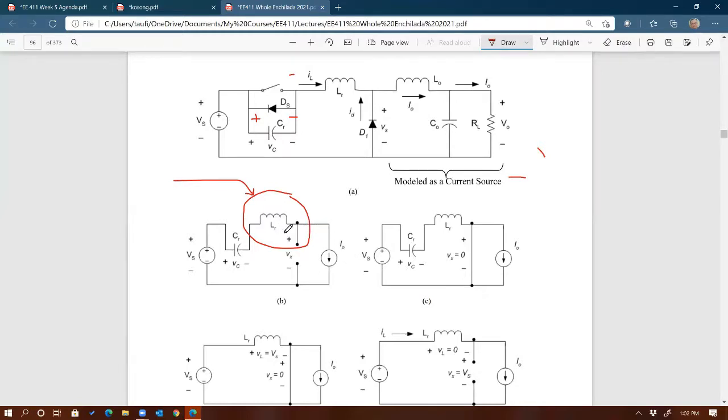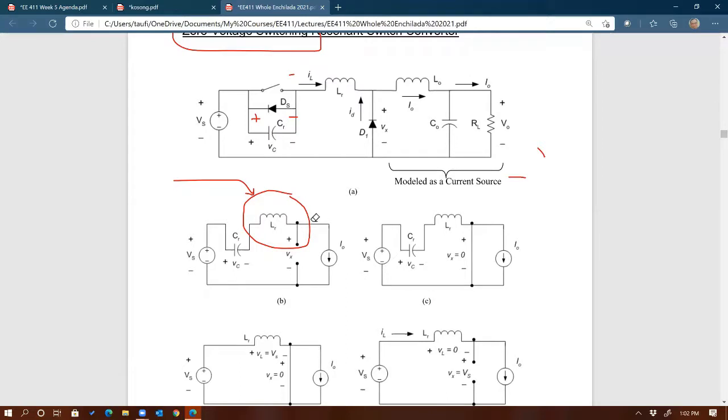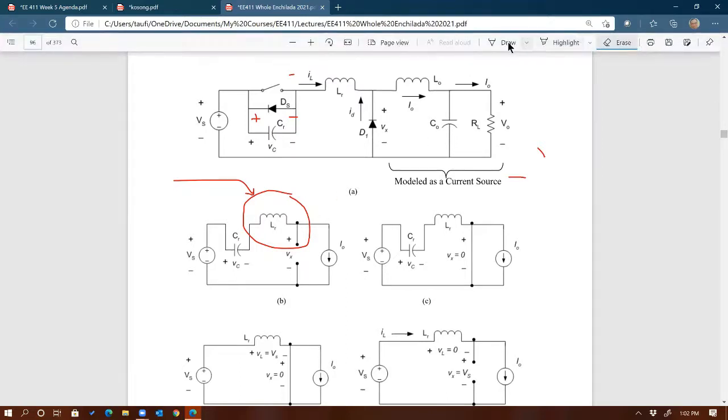What is the voltage across... Yes, minus VC. Say it again? VS minus VC minus VX. You're applying KVL, but there's a simple answer to that. It's not VS. Look at the current that goes through that inductor. What kind of current is it?